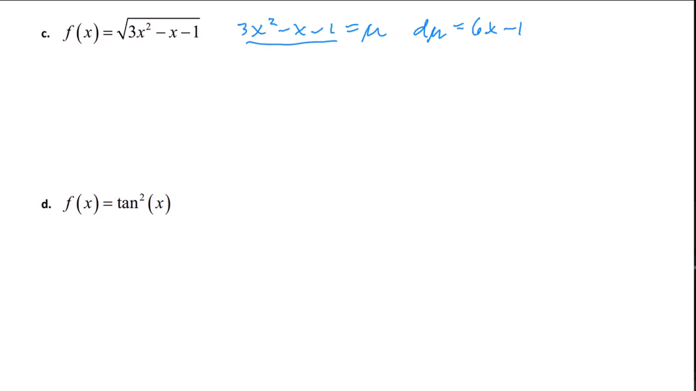Now let's work the problem. So I've got f of u equals something that we're taking the square root of. So I've got u to the 1/2 power. See, I'm zoomed out. The derivative of that with respect to u is our old pal 1/2 u to the negative 1/2 power du.